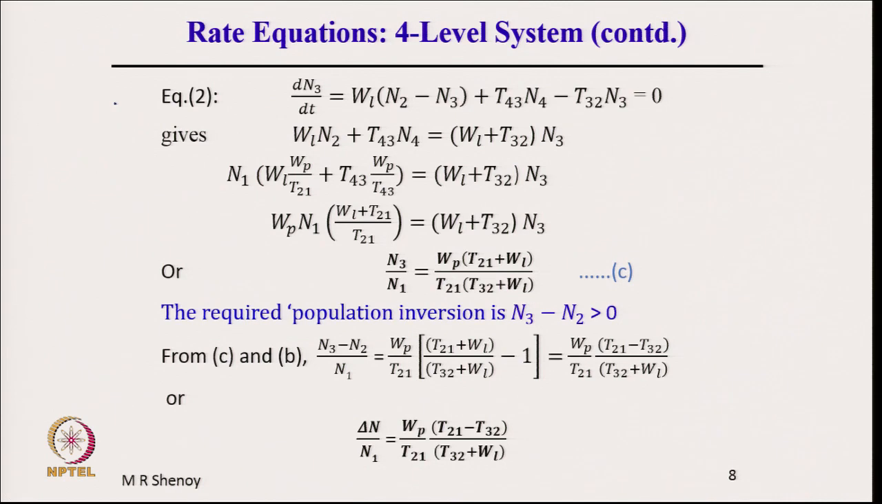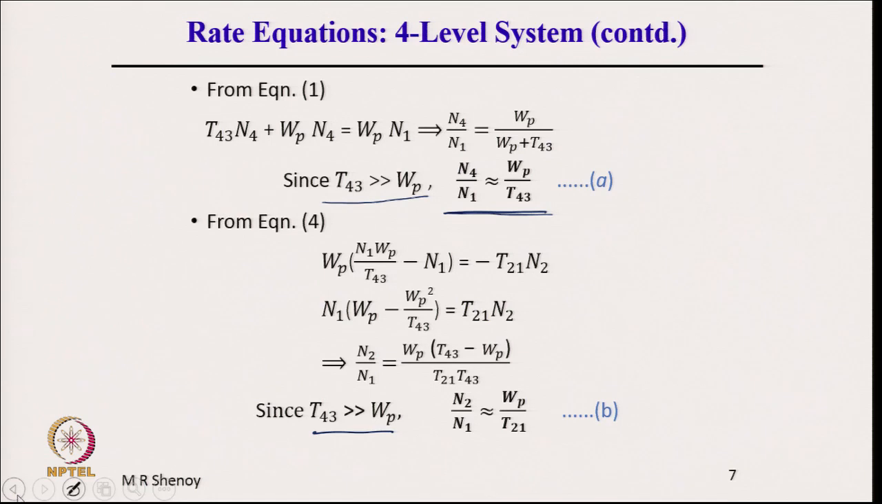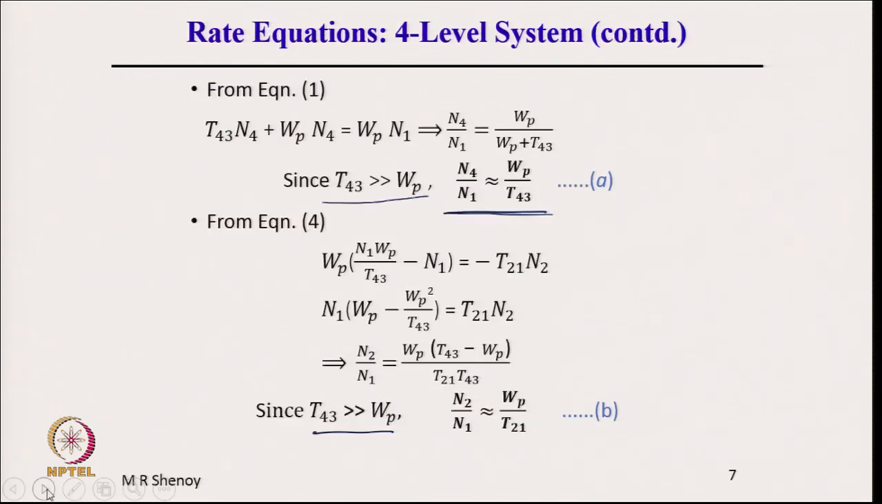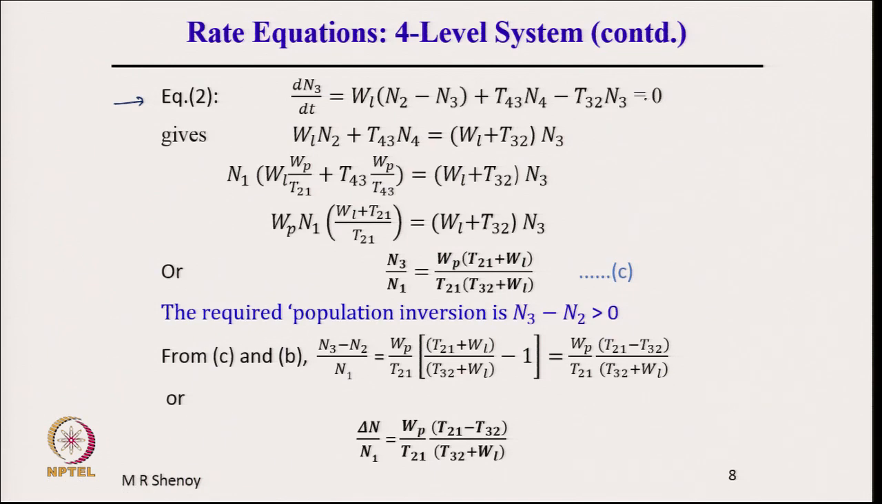Now, let us take equation 2, that is the second equation there. We had written 4 equations, and the second equation dN3 by dt is equal to this. So, let us look at this. From equation 2, when you put that equal to 0, you can write it this way and simplify it further, and we get an expression for N3 by N1. Now, we have an expression for N4 by N1, N3 by N1 and N2 by N1.